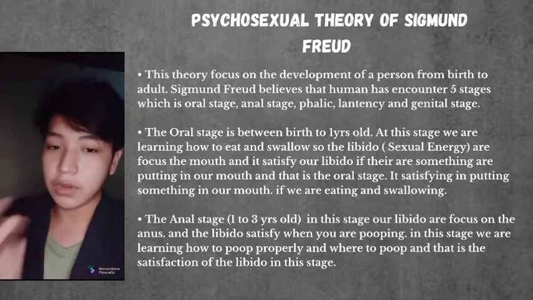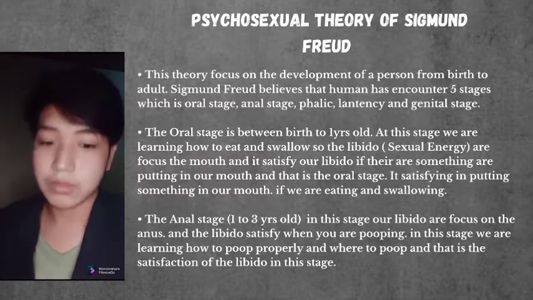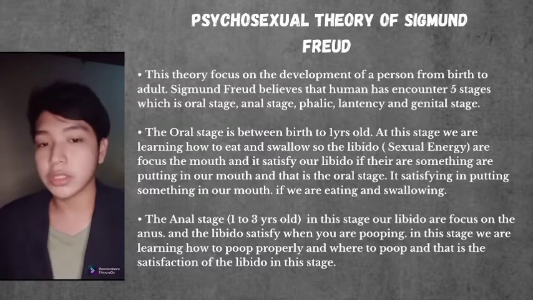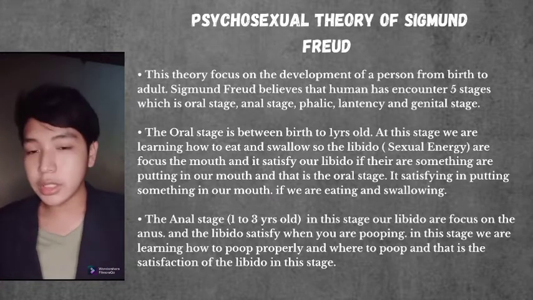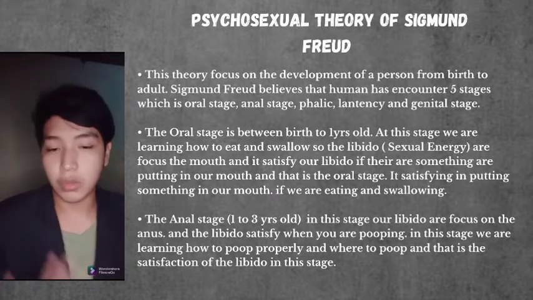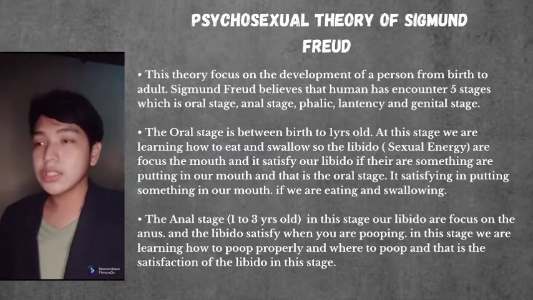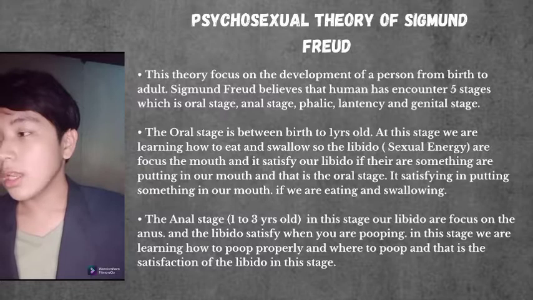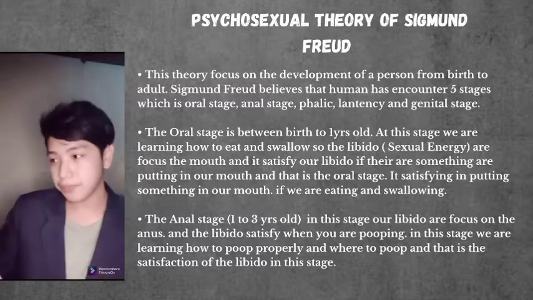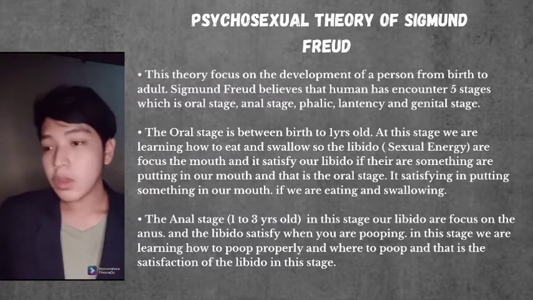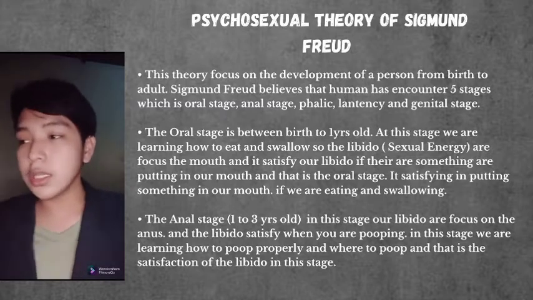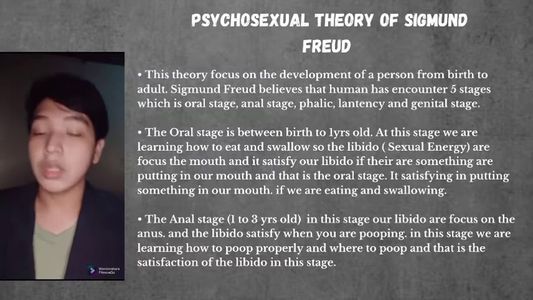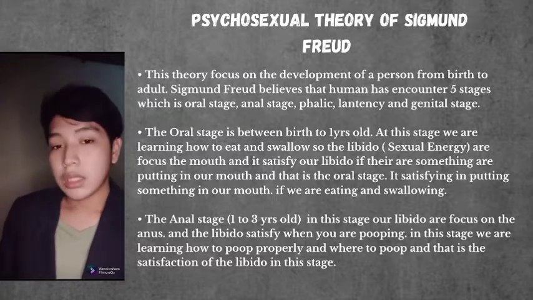And I will discuss it now. So the first stage I will discuss is the oral stage. The oral stage is between birth to 1 year old. At this stage, we are learning how to eat and swallow. The libido is focused on the mouth, and it satisfies our libido if we are putting something in our mouth. So that is the oral stage.